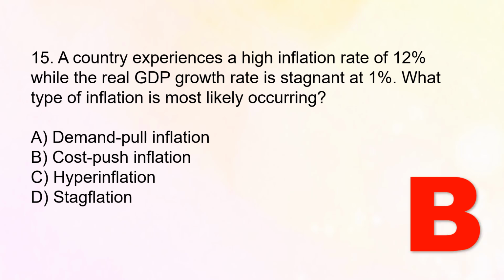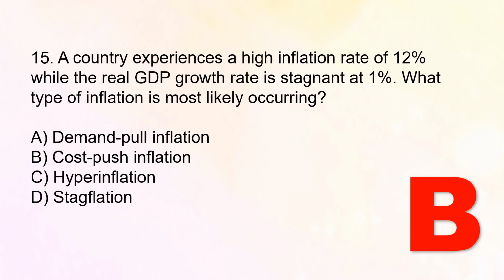The correct answer is letter B, because inflation occurs despite stagnant economic growth, indicating cost-push inflation caused by higher production costs like oil price shocks and supply chain disruptions. So it's called cost-push inflation.